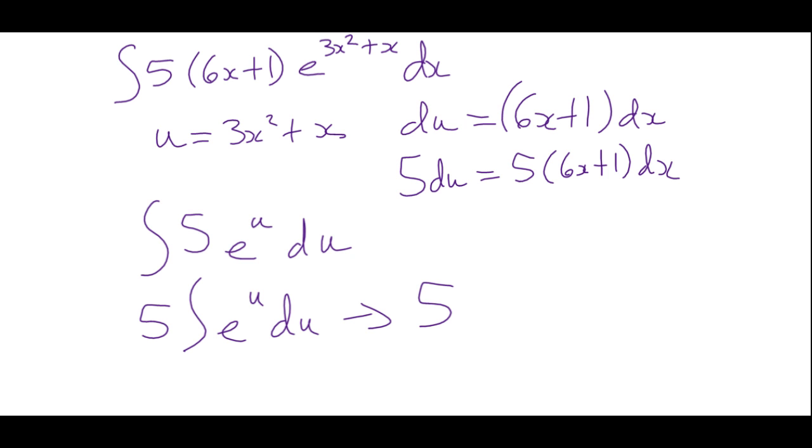So the derivative of e to the u is just e to the u, right? So we get 5 e to the u plus c, which is 5 e to the 3x squared plus x plus c. All right, fine. The next one we're going to have to do this for real.